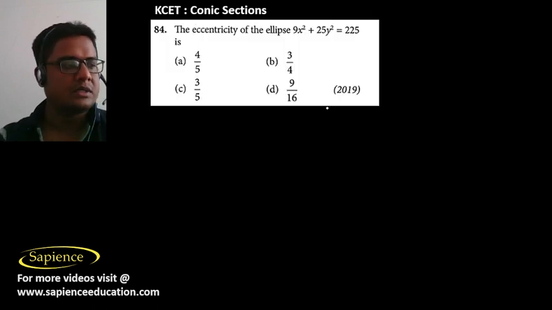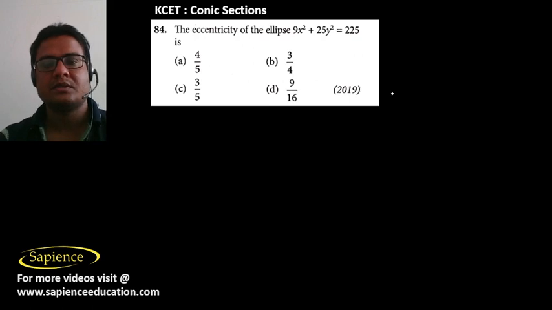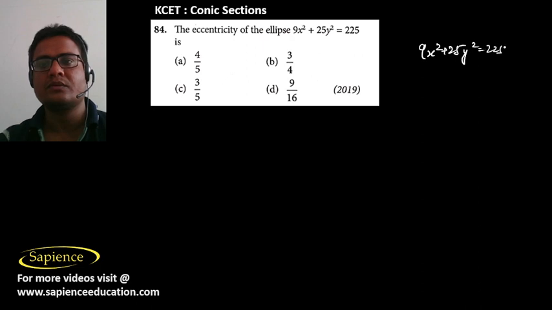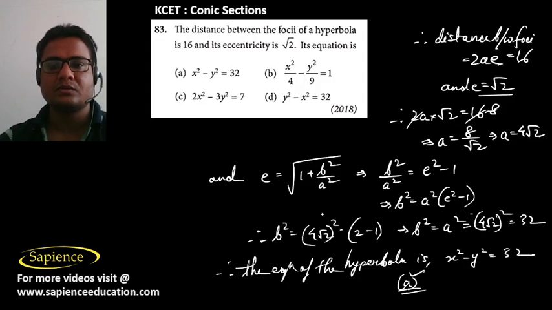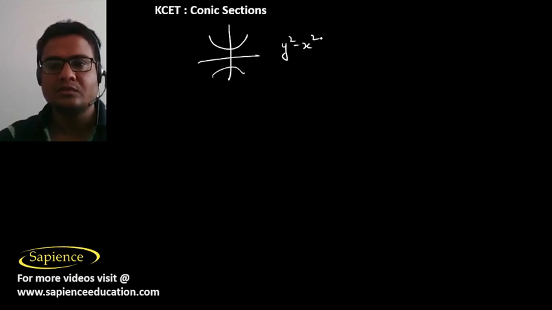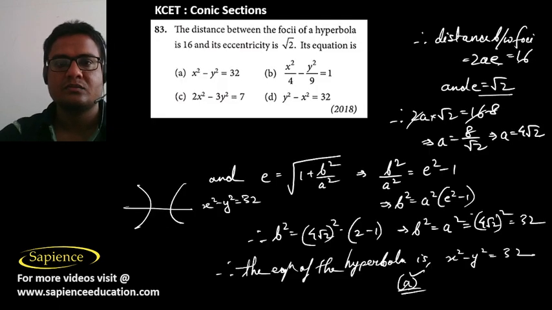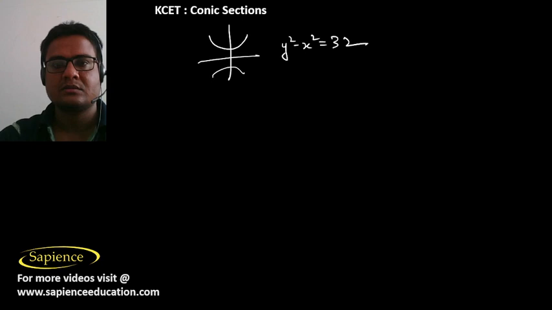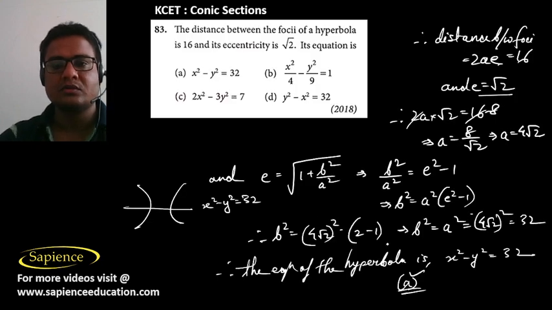Then here it is told the eccentricity of the ellipse 9x square plus 25y square, that is equal to 225. Actually in the previous question, if the transverse axis is along the x-axis, then its equation will be x square minus y square equal to 32. But if the transverse axis is along the y-axis, then its equation will be y square minus x square equal to 32. So option D is the correct answer. So option D also can be the correct answer. So here actually A and D both are correct.